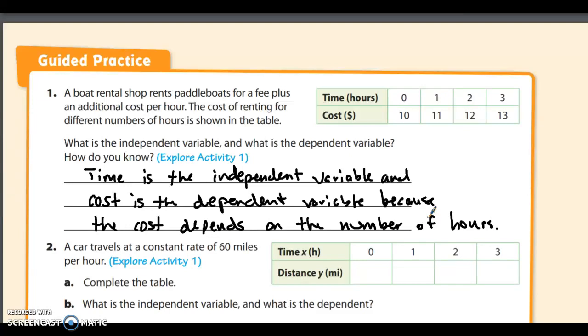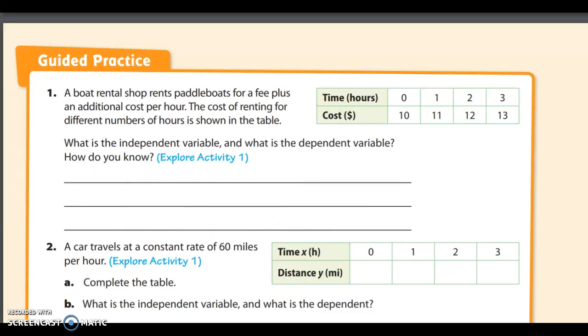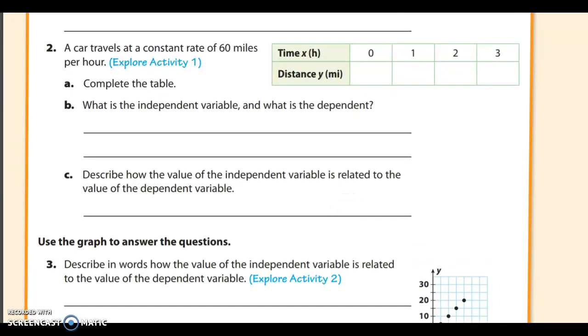All right, let's move on to number 2. Number 2 reads, a car travels at a constant rate of 60 miles per hour. Complete the table. Well, at 0 hours, the distance would be 0 miles. At 1 hour, it would be 60. At 2 hours, it would be 60 times 2, which is 120.